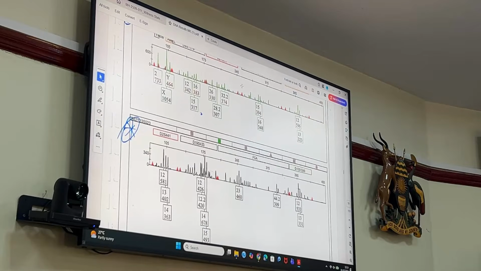Now, when you find this type of result, a ladder, what does it mean? It means that this sample cannot be interpreted at all. Now, how do you describe the presence of a ladder in the sample in your report?